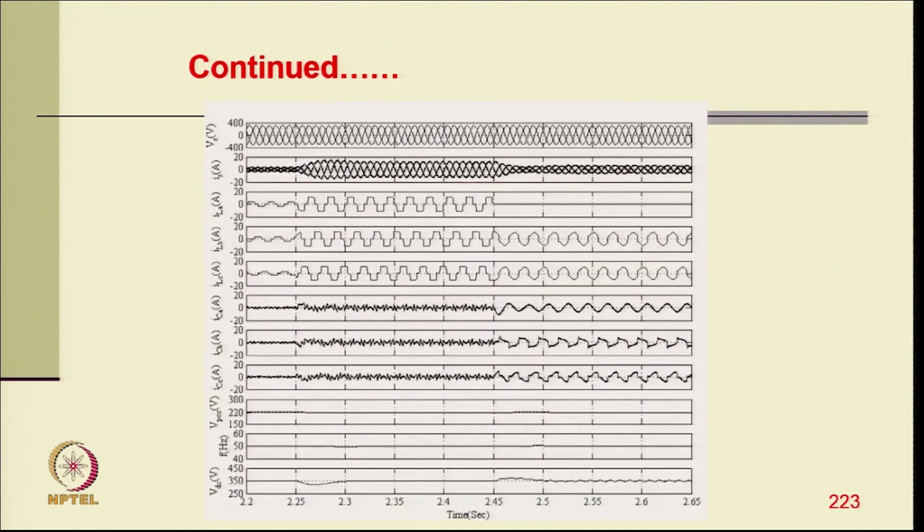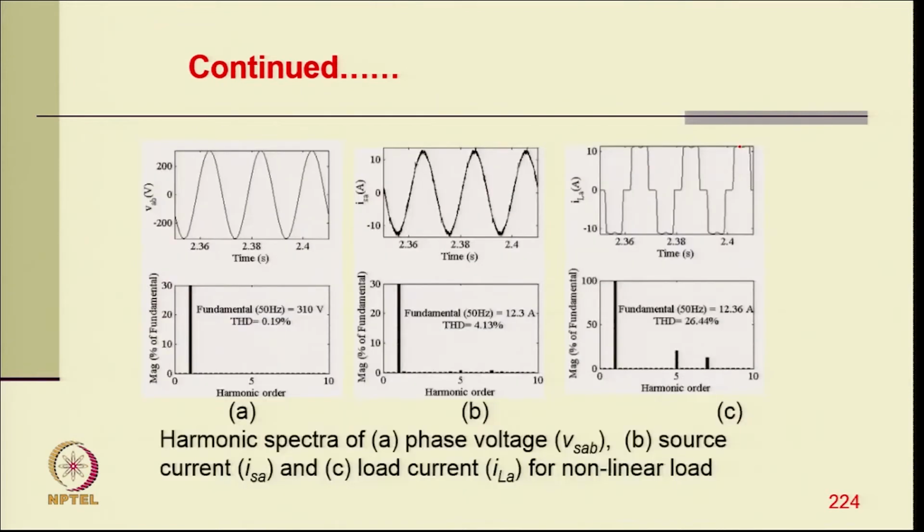Now, coming to the non-linear load, you have a balanced non-linear load, very less load, increased load, and then load unbalancing, but the compensator is providing voltage regulation, load balancing and harmonic elimination. So, the generator current remains balanced and sinusoidal. And this is the harmonic spectrum: the load current THD is 24.44%, where the generator current is 4.13%, and the terminal voltage THD is only 0.19%.